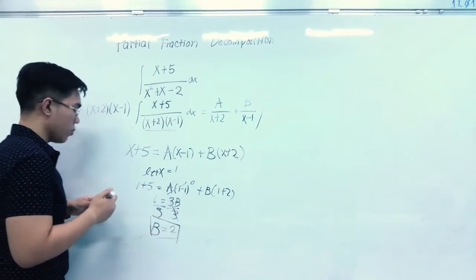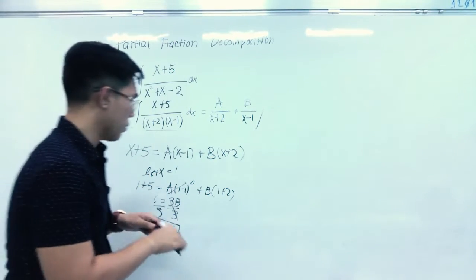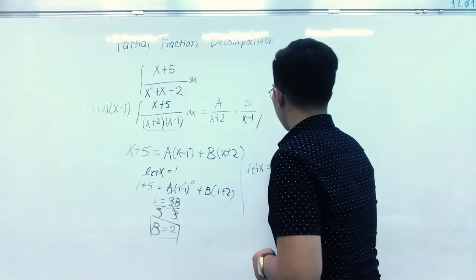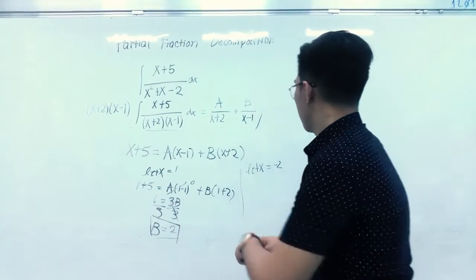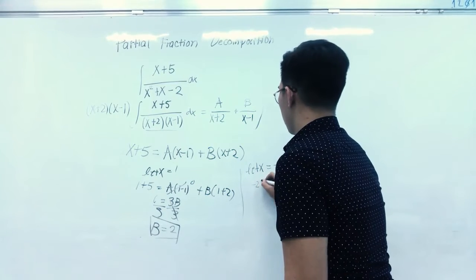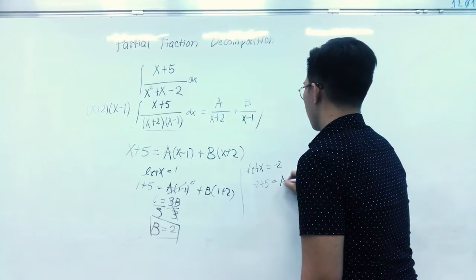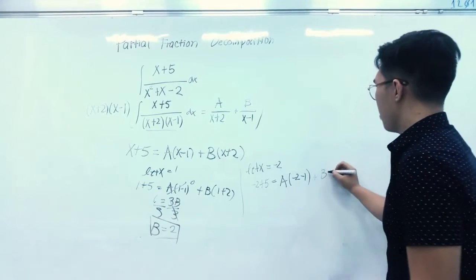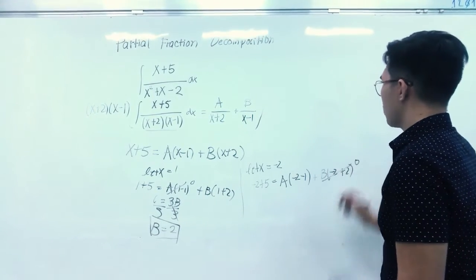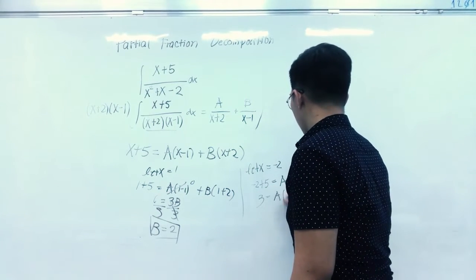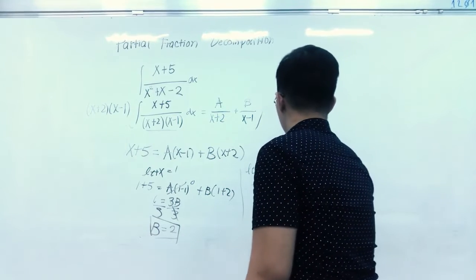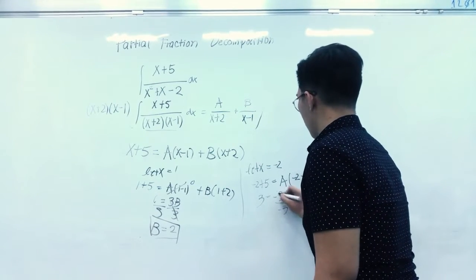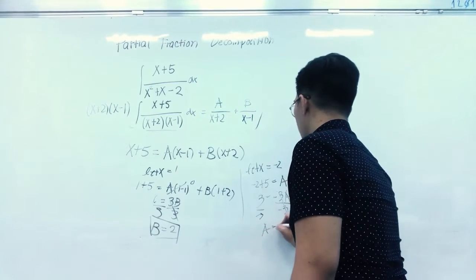So now let's try to cancel out B so that we can find the value of our constant A. So let x be negative 2 so that our B term will cancel out to 0. So substitute: negative 2 plus 5 is equal to A times negative 2 minus 1 plus B times negative 2 plus 2, and this term will cancel out to 0. So simplifying, here will be A times negative 3, or negative 3A. So divide both sides by negative 3, and A here will be negative 1.